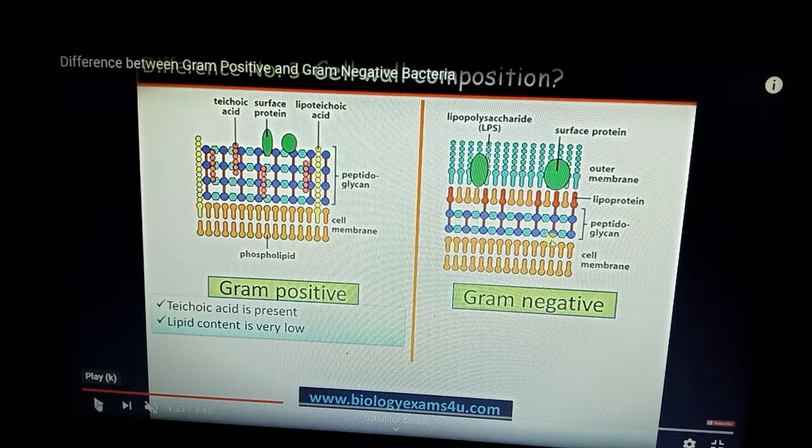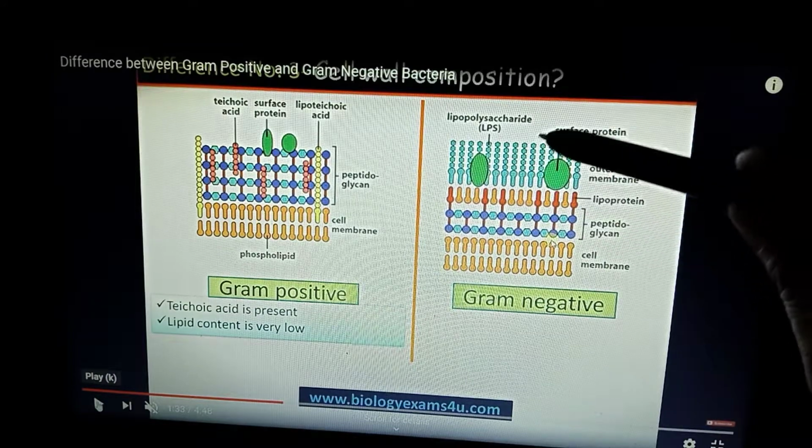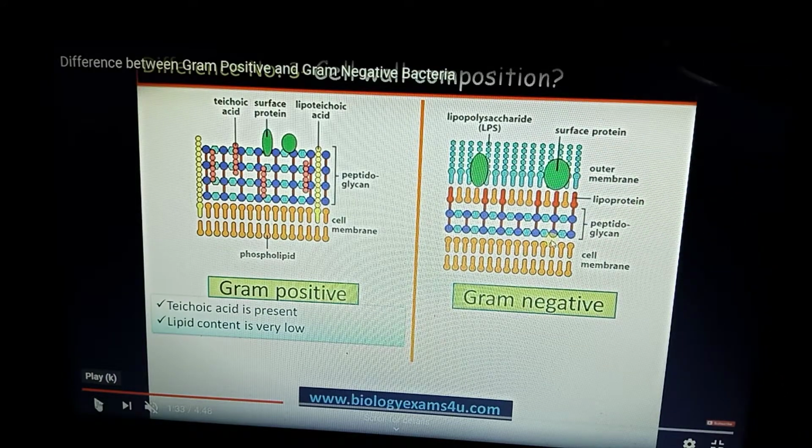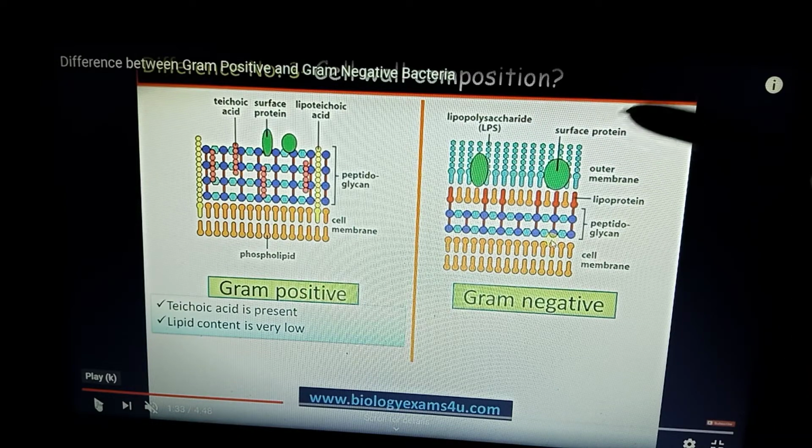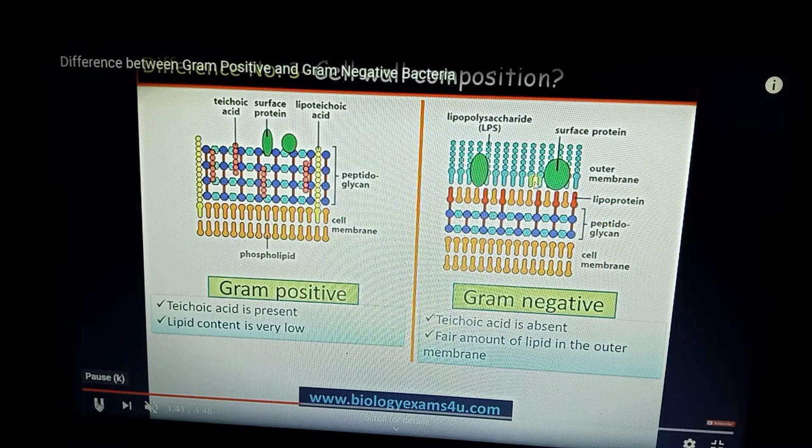That is the outer membrane, which is made up of LPS, the lipopolysaccharide, and surface proteins. So lipid content is high in gram-negative, and teichoic acid is absent. So that is the difference between gram-negative and gram-positive in terms of their cell wall composition.